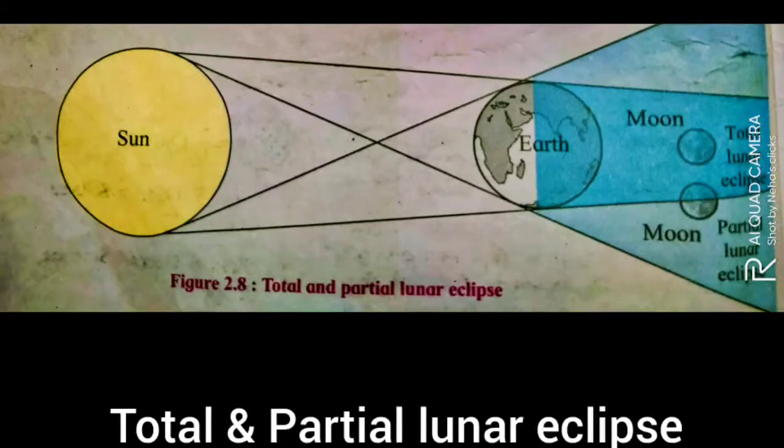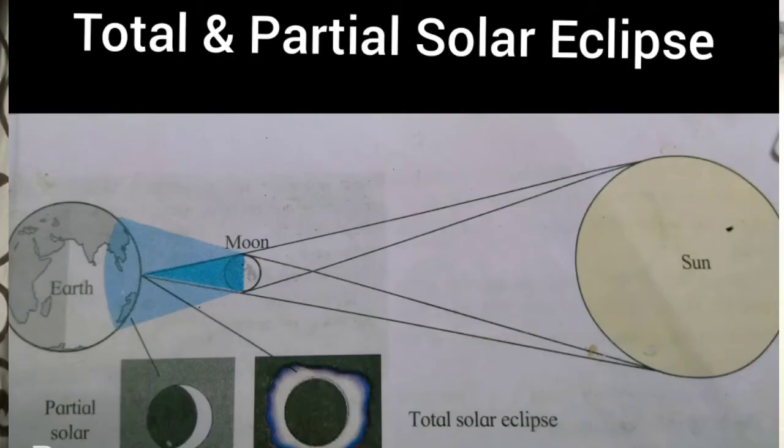So we will study characteristics of solar eclipse. Solar eclipses occur on new moon day but not on every new moon day. Solar eclipses occur when the sun, moon and earth fall in the same plane and in a straight line. The maximum duration of solar eclipse is 7 minutes and 20 seconds, that is 440 seconds.